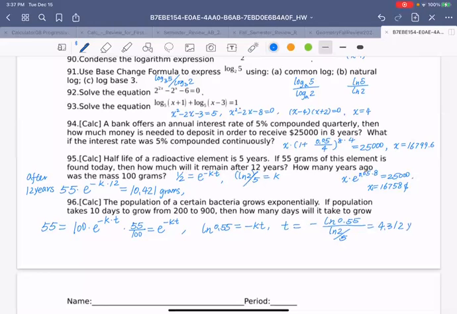How much do you get? For this one, I got like 4.3 something. Yeah, same. Okay, all right, that's good.